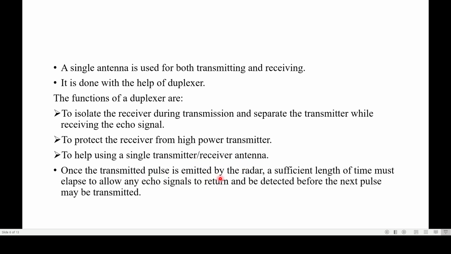Once the transmitted pulse is emitted by the radar, a sufficient length of time must elapse to allow any echo signal to return and be detected before the next pulse may be transmitted.